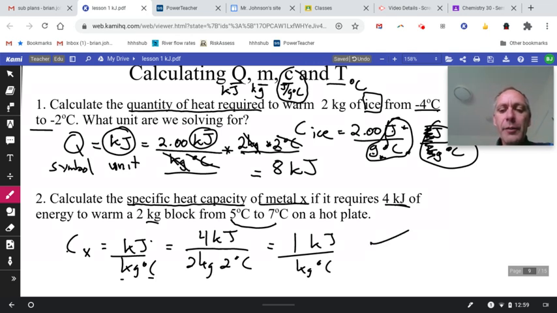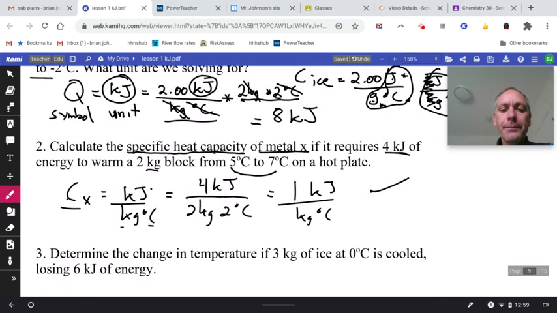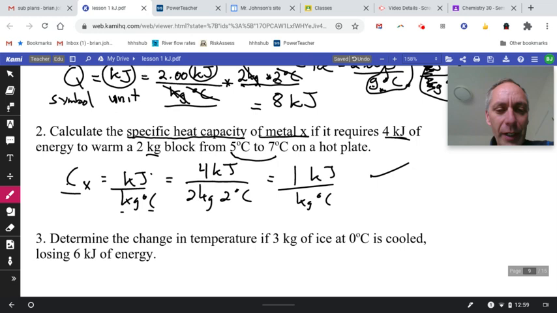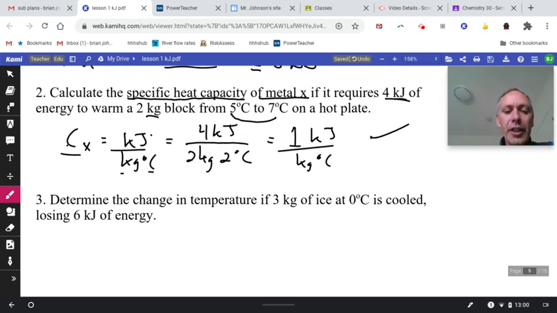Correct units, correct spot for the correct symbol, specific heat capacity of ice. Oh, not of ice, sorry, of metal X. That seems reasonable. Metals have pretty low specific heat capacities. Okay, third one. Determine the change in temperature. The symbol we're looking for is delta T, change in temperature. The units for change in temperature are degrees Celsius. And it's ice.